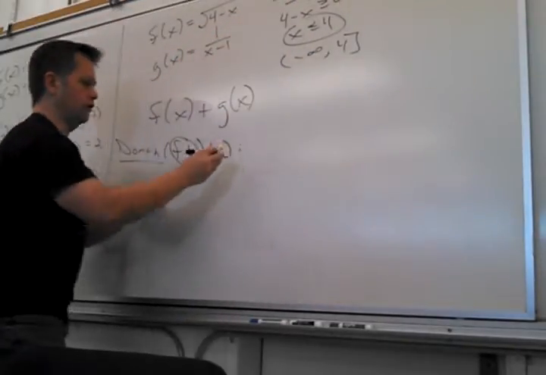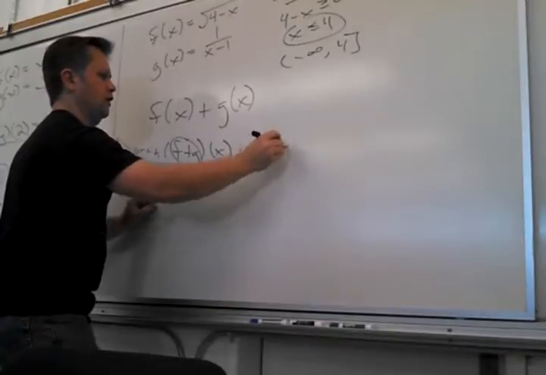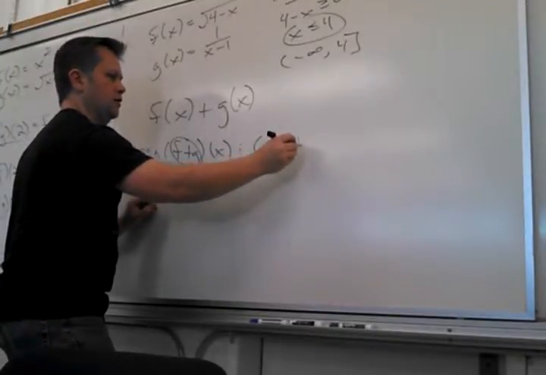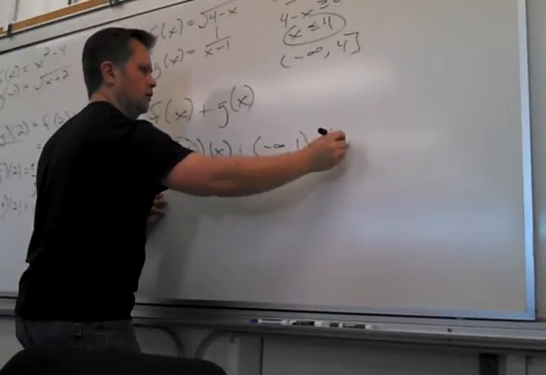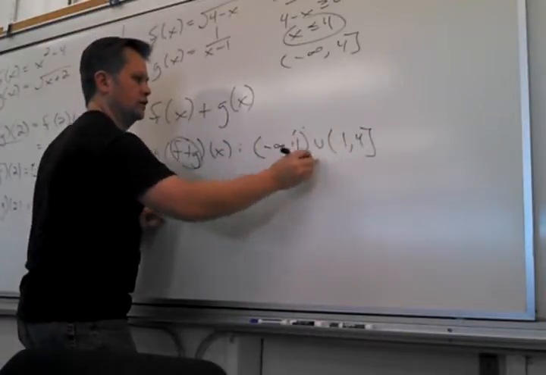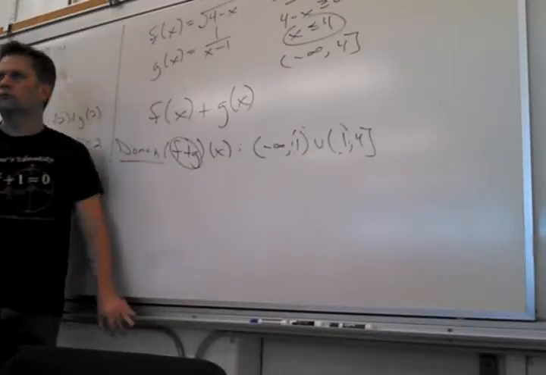So how do I really want to write this then? The domain would be negative infinity up to 1, parentheses, 1 to 4. Cool. And remember, I look at this little thing as skip 1. Right?